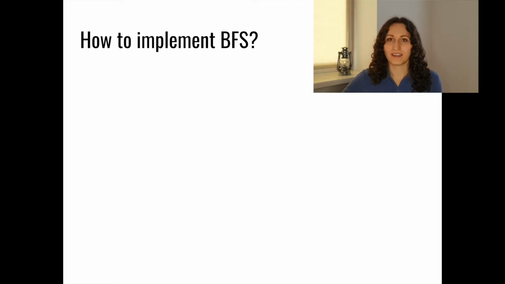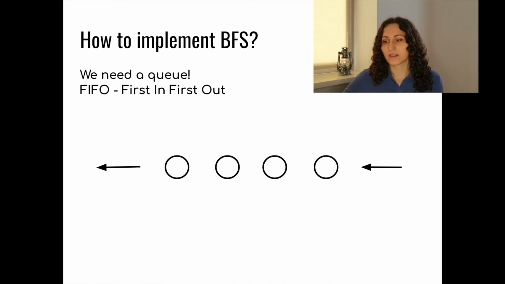How can we implement BFS, breadth first search? For implementing, we need a queue. Queue is a data structure which works like first in, first out. What does it mean? That means that the item which was added first to our data structure will leave it also first, so earlier than all the items which were added later.